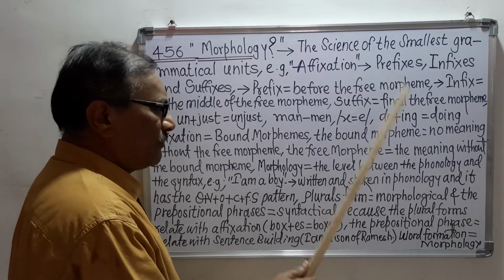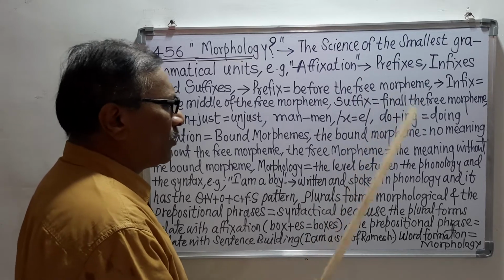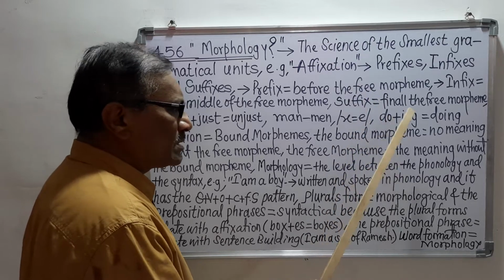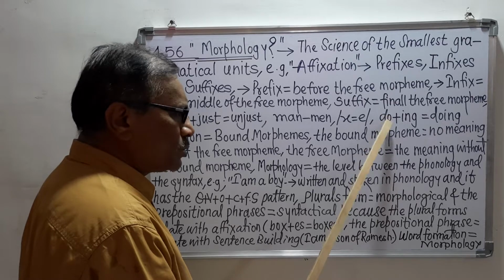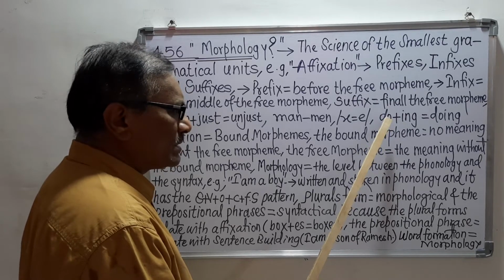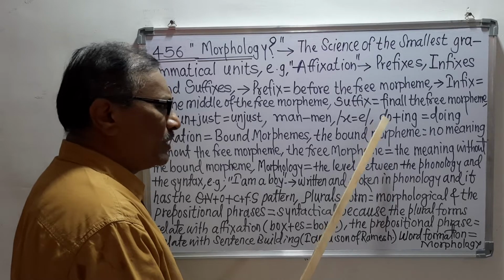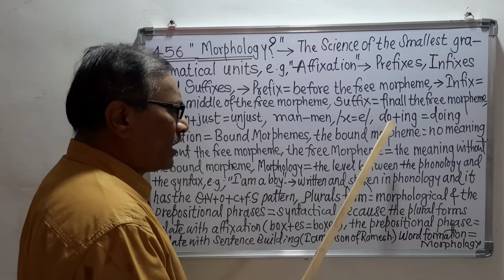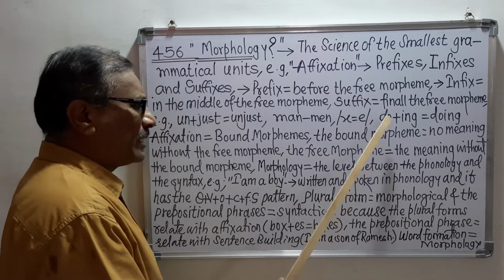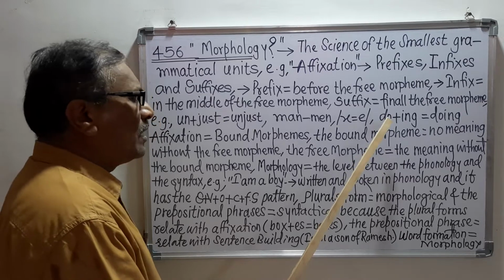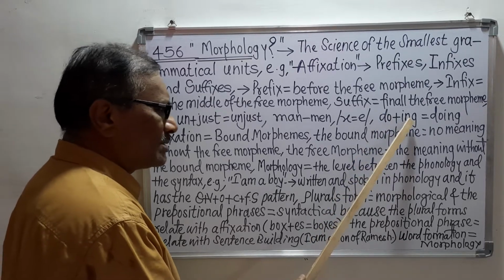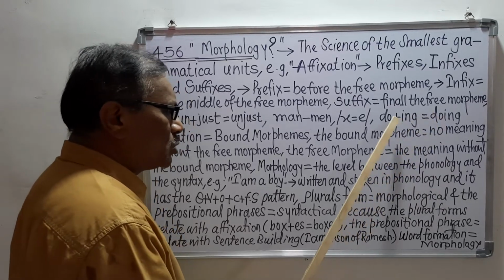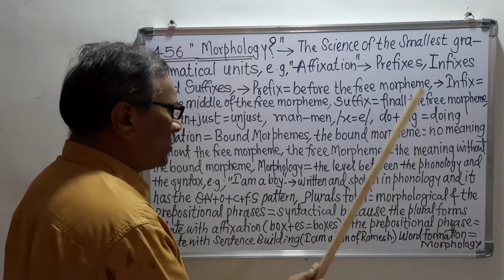Now see, there is the suffix, and the suffix is always used finally, at the end of the free morpheme. So here I will say do plus ing. This do is the free morpheme because do has its own meaning. To do means to perform, or do means perform. So do has meaning, and that's why do is the free morpheme and ing is the affixation, and the word has become doing.